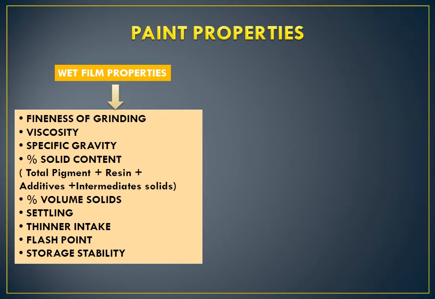Then we consider volume solids, then settling, whether there is settling or not, then thinner, how much thinner, flash point, and storage stability, which means how stable the paint is when we store it for a long time. Then comes dry film properties.